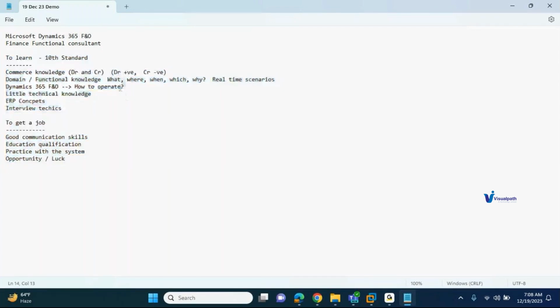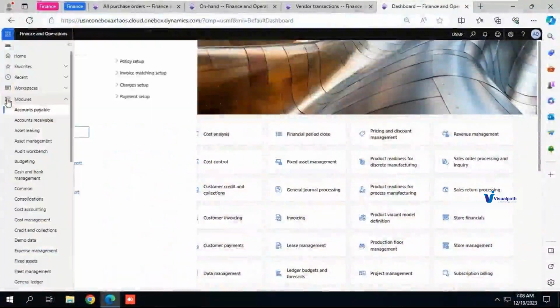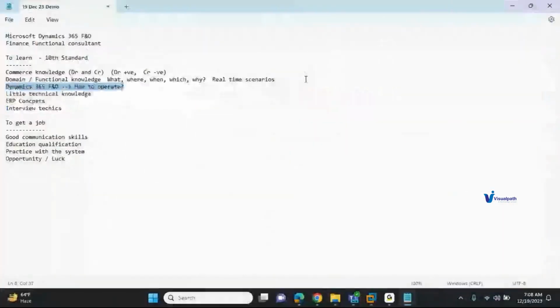Many people think that if I know this, I can get a job. Meaning if I go to the application, I can click here, click here. If you learn that, that is only one skill. You need to have all these skills to get a job. I will make sure you become strong in this area.